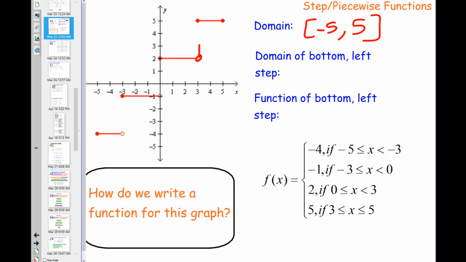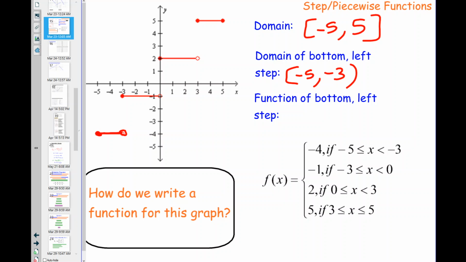What is the domain of the bottom left piece, the bottom left step, as they call it? Bracket negative 5, because that's where we first started. And it goes up to negative 3 with a parenthesis. That's this piece here. Solid. It goes up to negative 3. Then open.